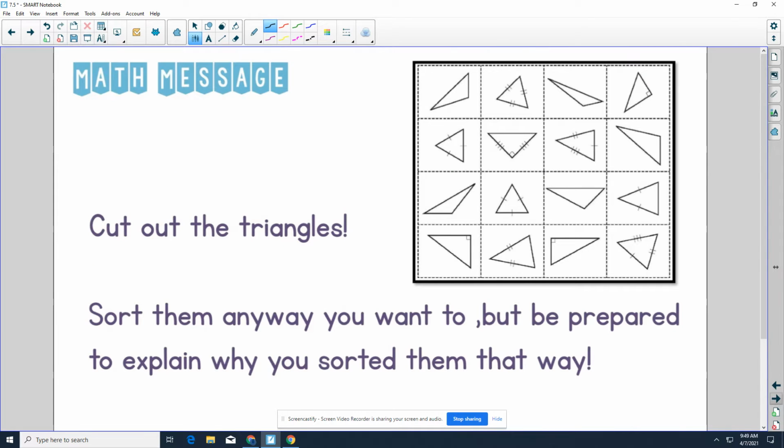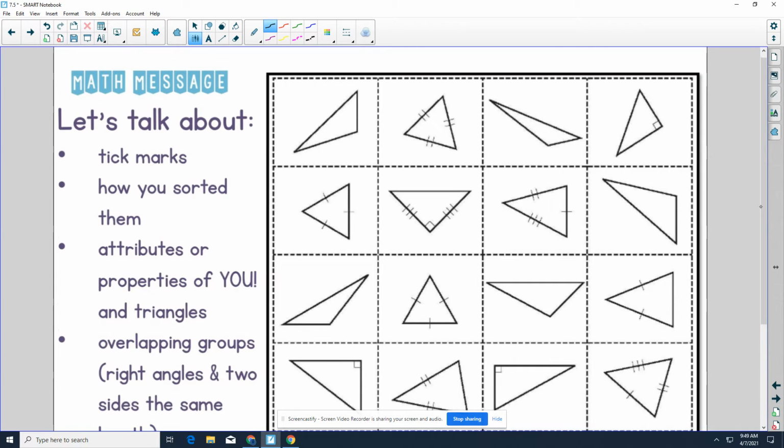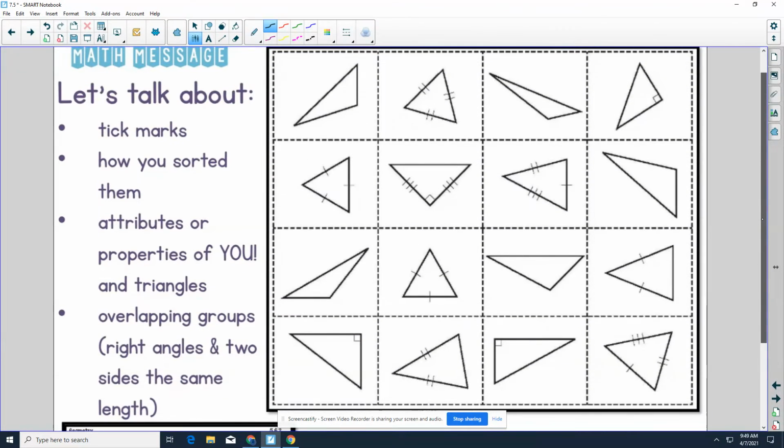Okay, so I'm assuming you've had time to cut out the triangles and sort them any way you want, but be prepared to explain why you sorted them that way. And again, you want to make sure you have them numbered. So if you didn't do that, go back and pause the video and look at that. Now, let's talk about what we notice with these triangles. I can see there are tick marks. When we talk about tick marks, we talk about these little guys here. Okay, not all of them have them.